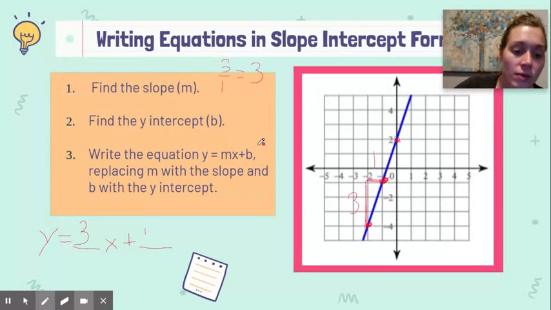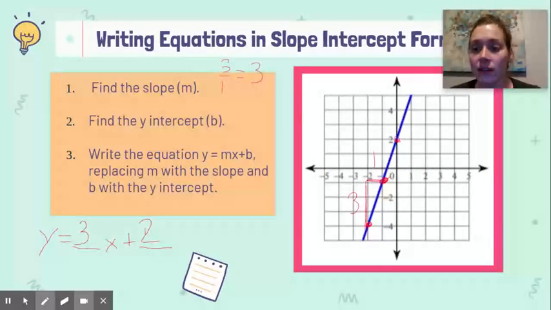So we fill that into our equation. That's the number on the end without the x. And we say y equals 3x plus 2. And then that's it. We've written the equation for the line.